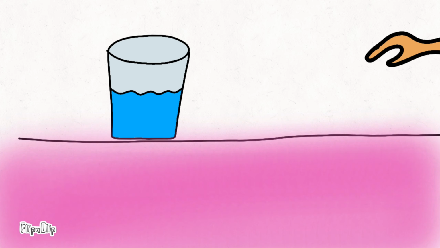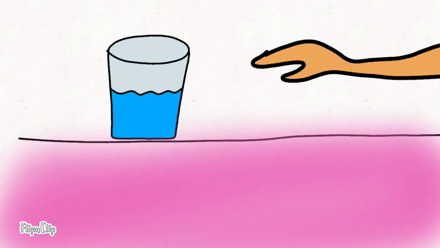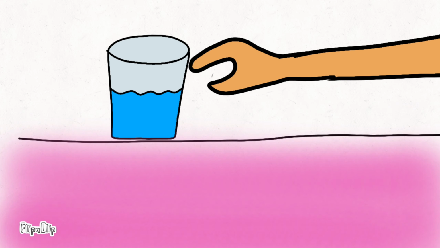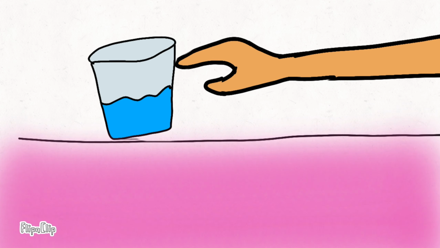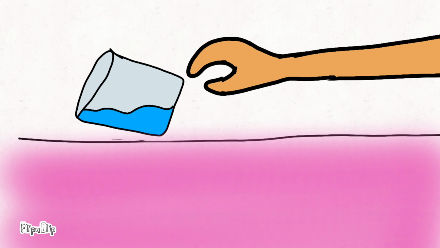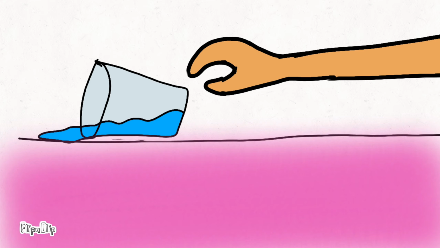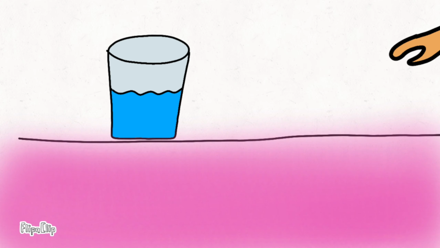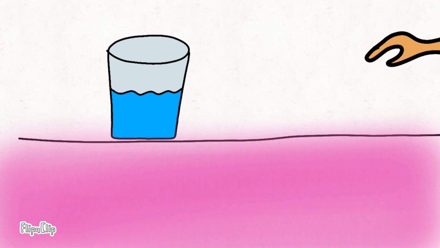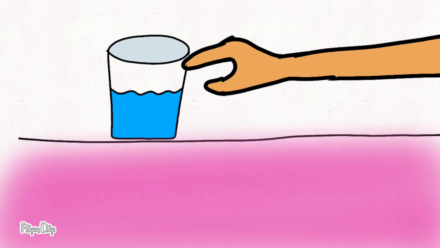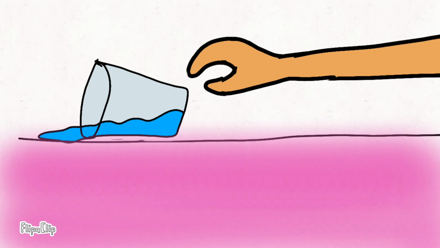Example number 3 is, if there is a glass on the table filled with water, and someone tilts the glass, the water will flow onto the ground. What does it mean? That means the water and the glass are in the rest position, okay? They're not moving. But if someone applies force, the glass will be tilted and the water will flow onto the ground.